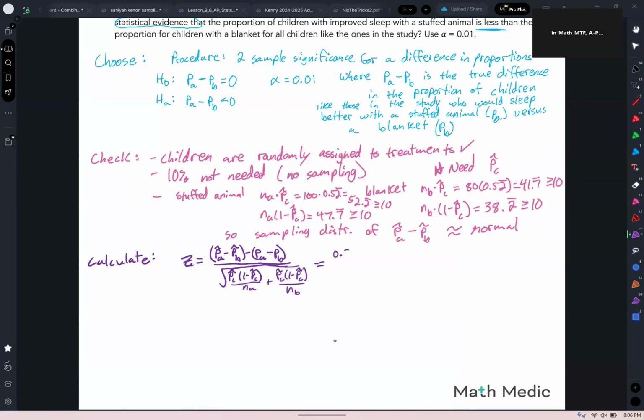So 0.34 minus 0.75 minus, now remember the whole idea of a hypothesis test is we assume the null hypothesis is true. So P sub A minus P sub B, we assumed from the beginning was 0, divided by the square root of 0.52 repeating times 0.47 repeating divided by 100 plus 0.52 repeating times 0.47 repeating divided by 80. Whew. All right. But remember, we already did this. We made our lives easy.